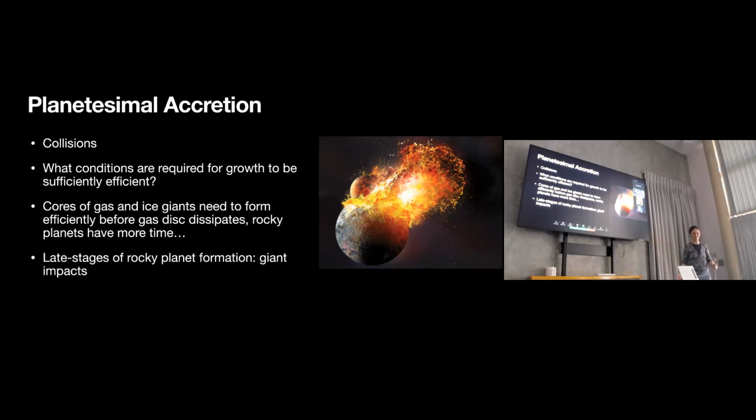We know Jupiter and Saturn exist. But that being said, planetesimal accretion is absolutely going to be important in the late stages, potentially of those cores, or in fact in rocky planet formation.